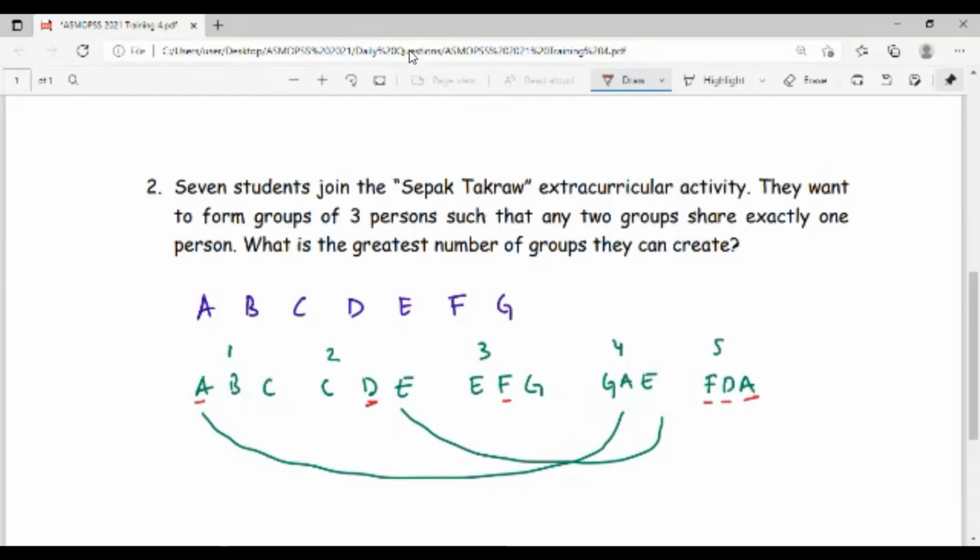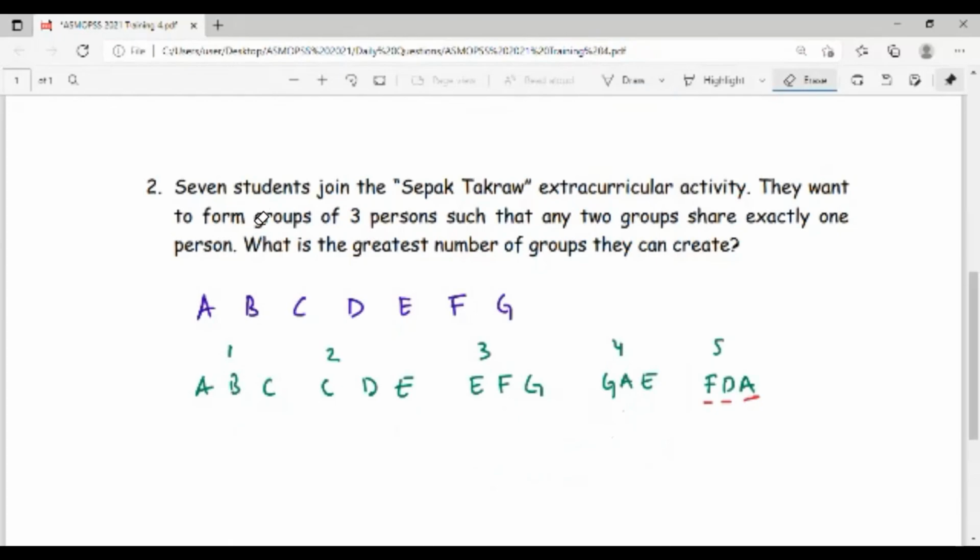All right, and actually there are only 5 ways we can do this, because the next group you form will have more than 1 person shared with some other group. So the greatest number of groups they can create by sharing only 1 person between any 2 groups is 5 groups.